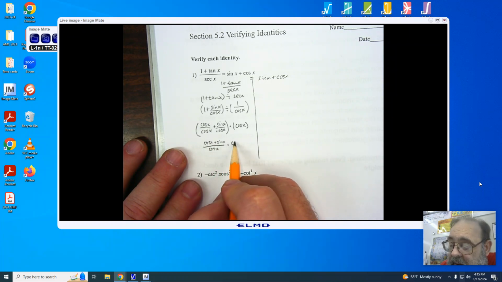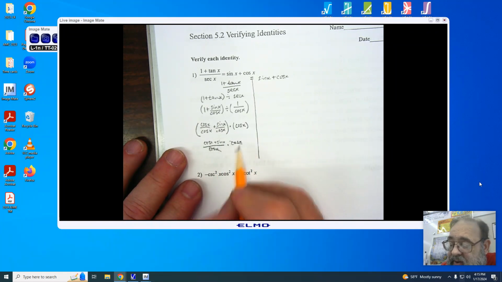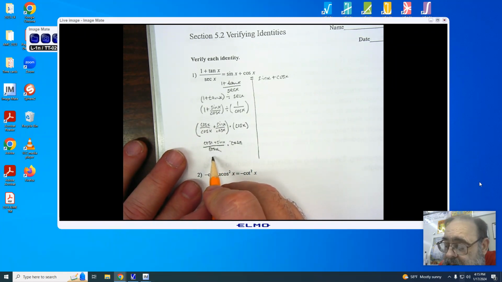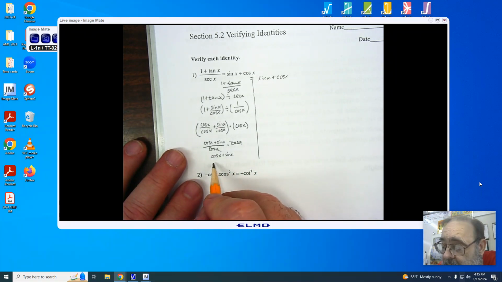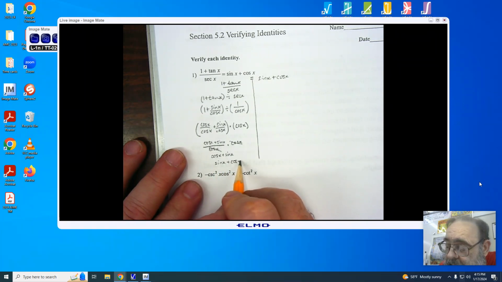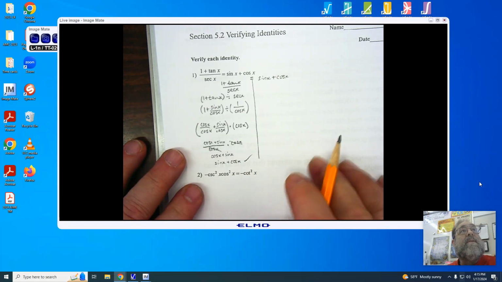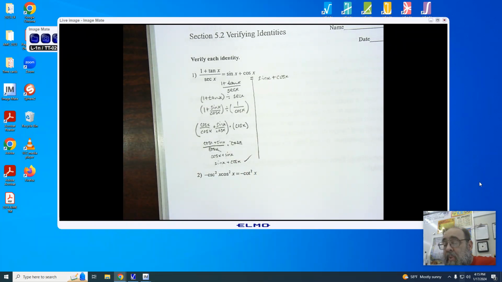We're then multiplying by the cosine of x, and the cosine of x will reduce, leaving me with cosine of x plus sine of x. Now you'll notice they're not yet equal. Because they're not yet equal, I'm going to use the commutative property of addition to get sine of x plus cosine of x, and I now have my equivalent statement. Notice I have just demonstrated by using identities and the substitution method that 1 plus tangent x divided by secant x is indeed sine of x plus cosine of x. This is verifying identities. Let's take a look at the second one now.